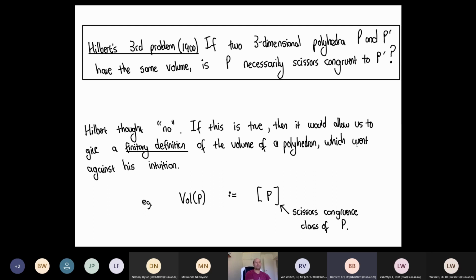So, for example, one way of defining the volume would then be that the volume of a 3-dimensional polyhedron would, by definition, be the scissors congruence class of that polyhedron, the equivalence class of that polyhedron under the equivalence relation given by scissors congruence. And indeed, if you look in motivic integration and so on in modern maths, this is a way that people do define some integrals. You define it to be some equivalence classes. So it's a way of doing integration without ever doing an actual integral.